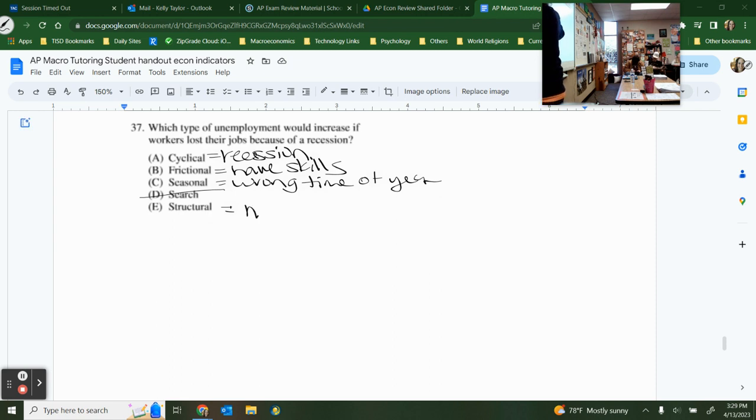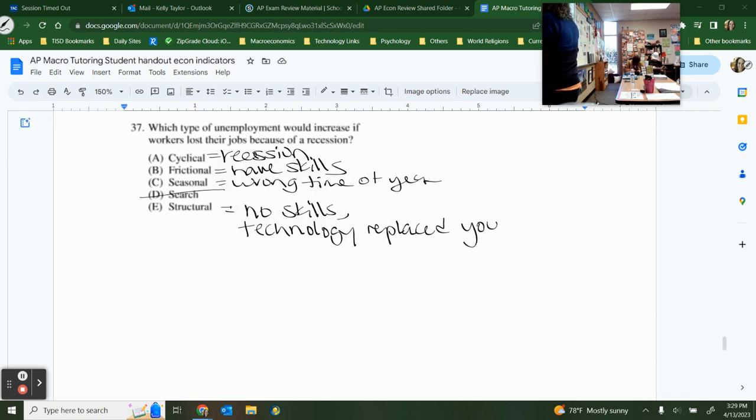And structural is you have no skills, or maybe your skills were replaced with technology. Technology replaced you. So you should go to school and get some sort of training. That way, you should increase your human capital. That way you can move from structural unemployment to frictional unemployment and then into employment.